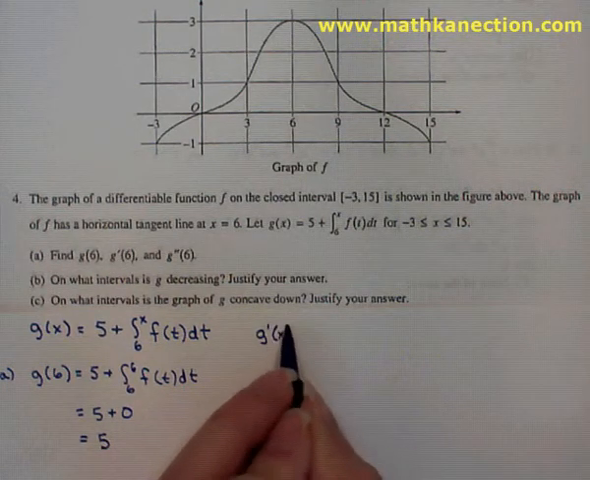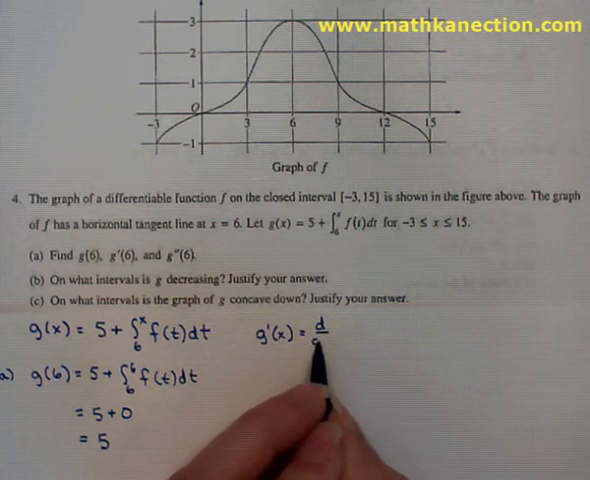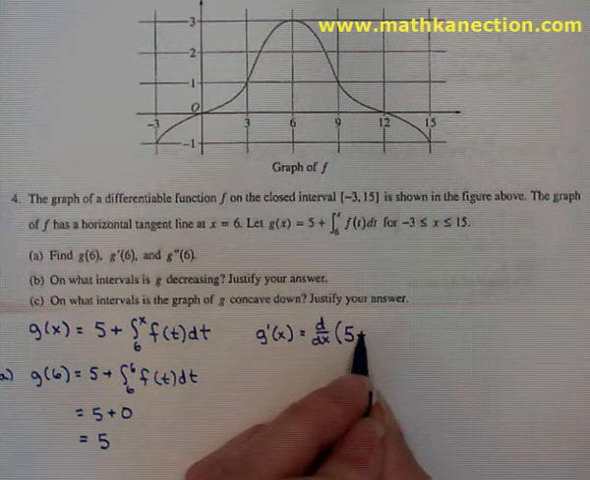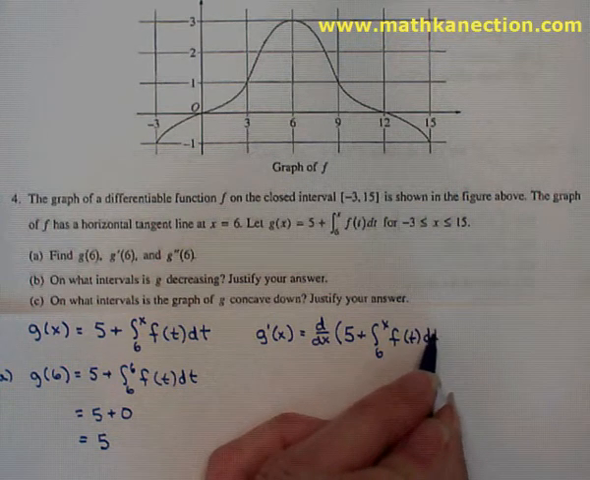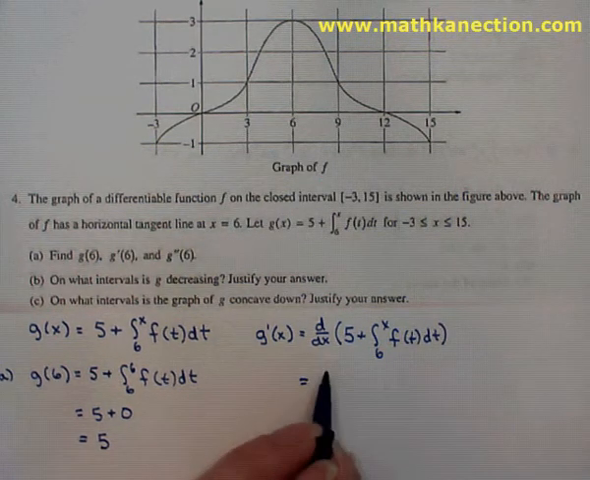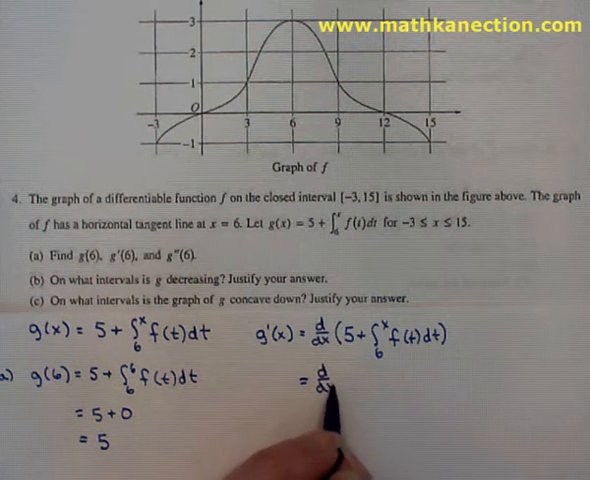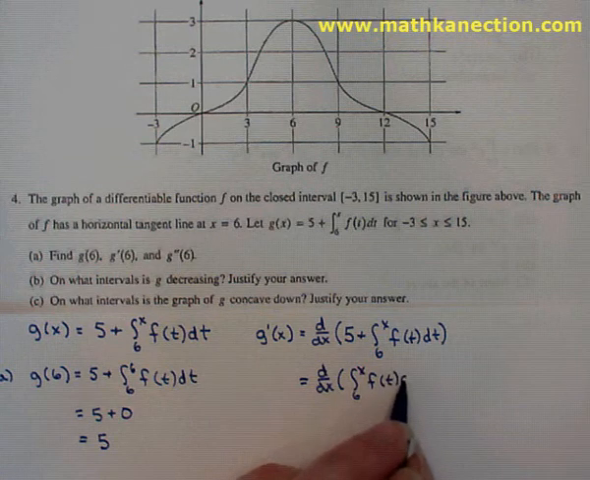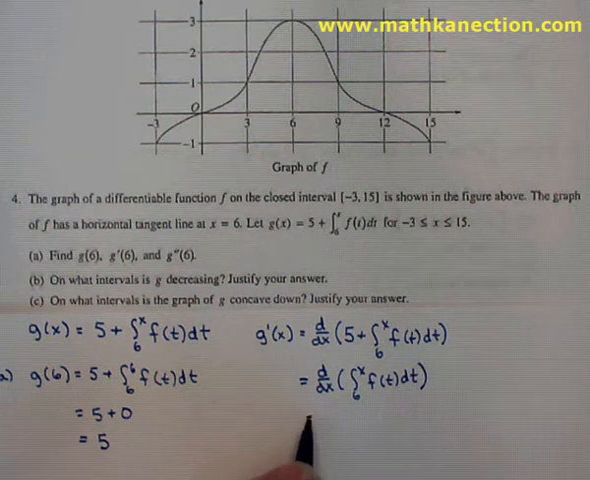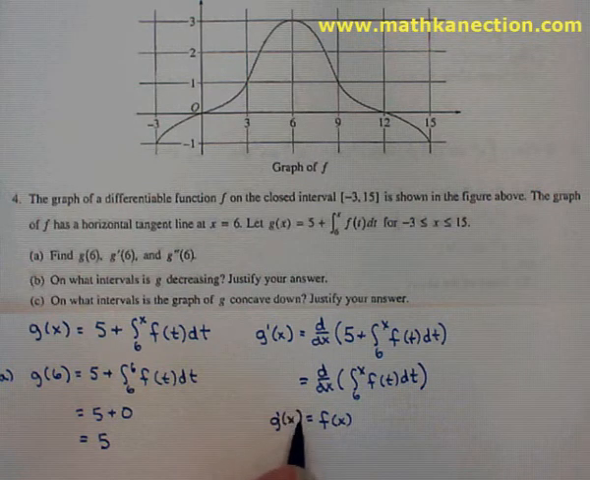Then to get g prime of x, taking the derivative of 5 plus the integral from 6 to x of f of t dt. The derivative of 5 is going to be 0 because the derivative of a constant is 0. So we need the derivative with respect to x of the integral from 6 to x of f of t dt. By the second fundamental theorem of calculus, derivative and integral cancel out, so that's just f of x. So g prime of x is f of x.